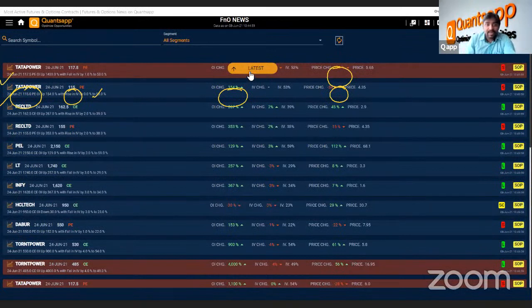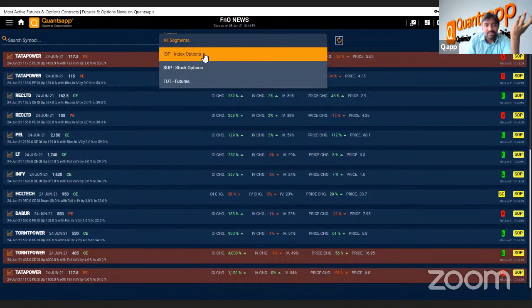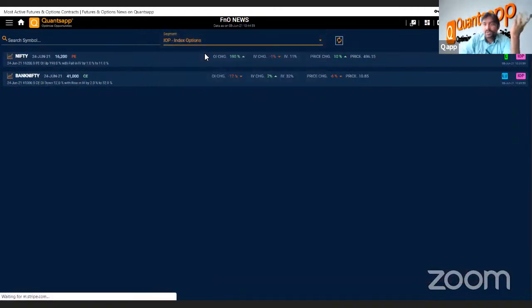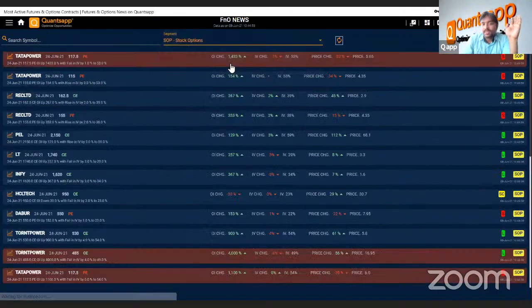Keep on updating. You need to check again, see, Tata Power has come up again, right? Plus, one more thing here: you can check a specific segment also, like if you want to check only index options, you can go and check. For Nifty and Bank Nifty, 16,200 has a price change of 10%, and OI is 1%, right? We have also seen a bit of unusual activity at 14,000 or 41,000, but that's far away as of now. So index options do not show this kind of jump. That's a decent jump, right? But even those stock options, you can check, right?